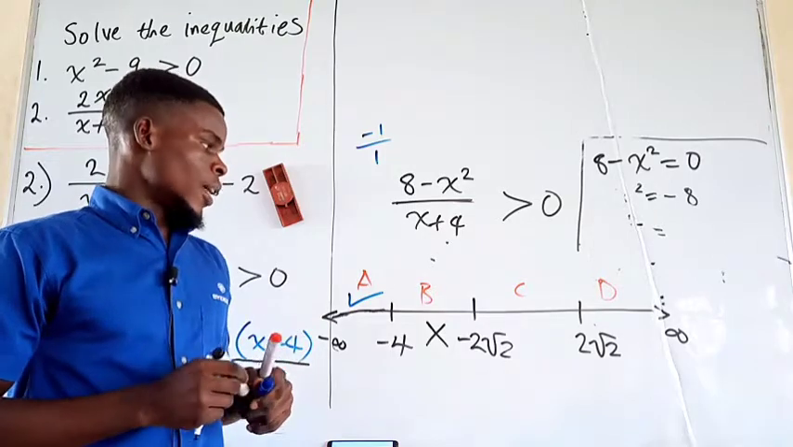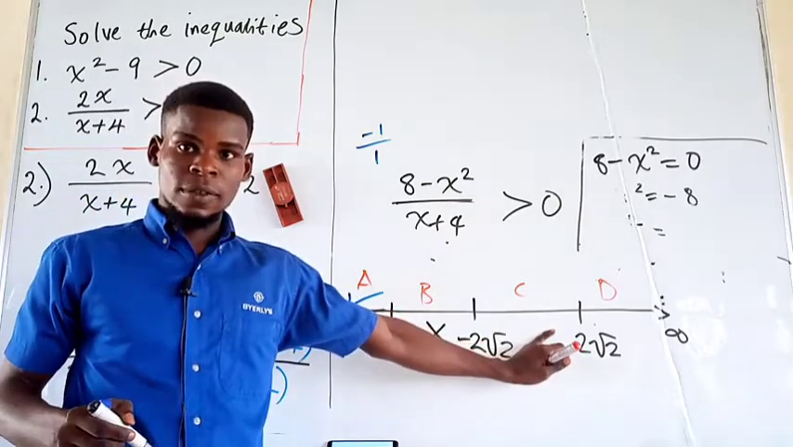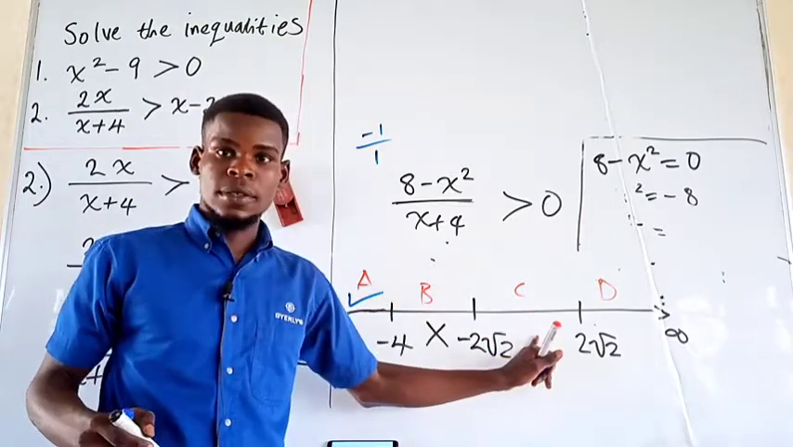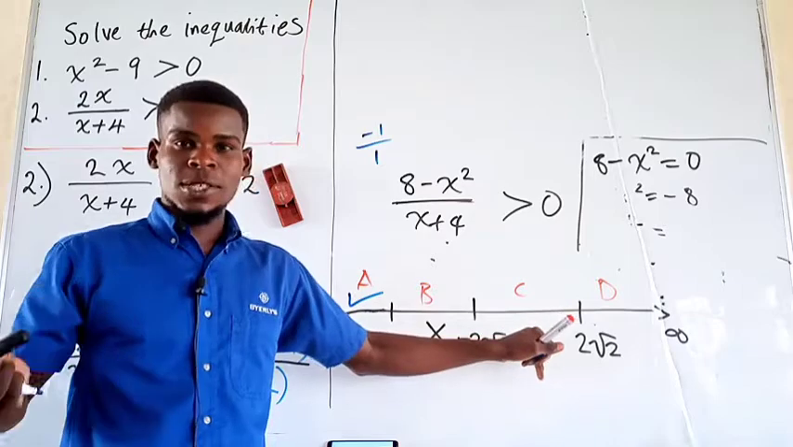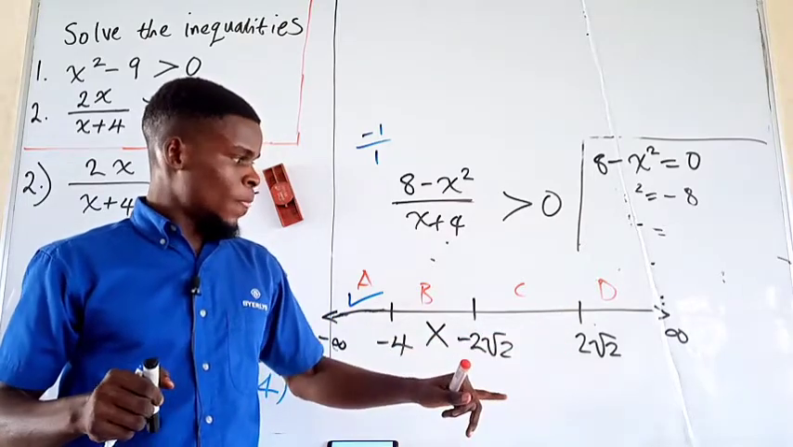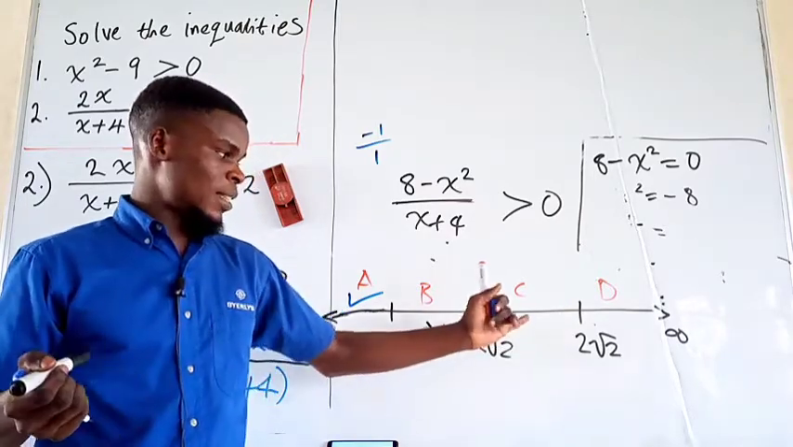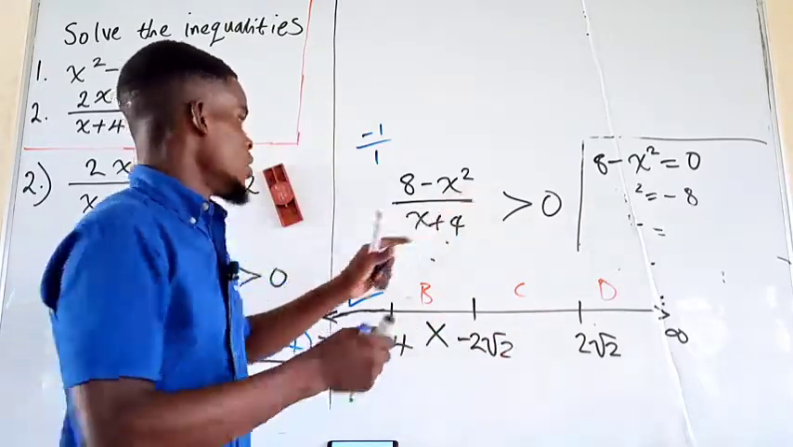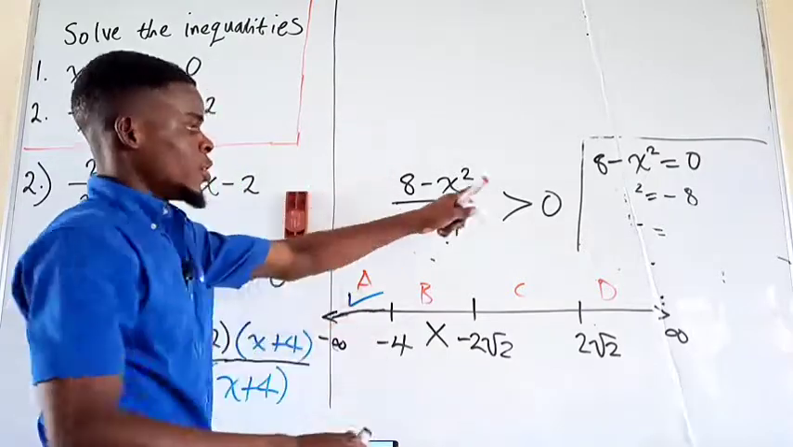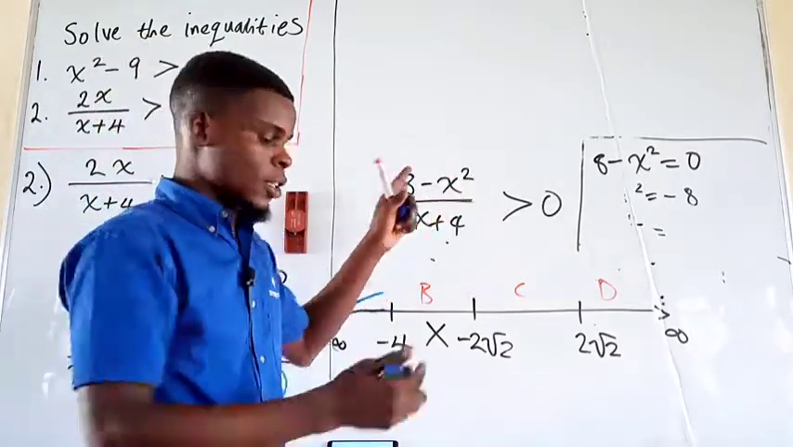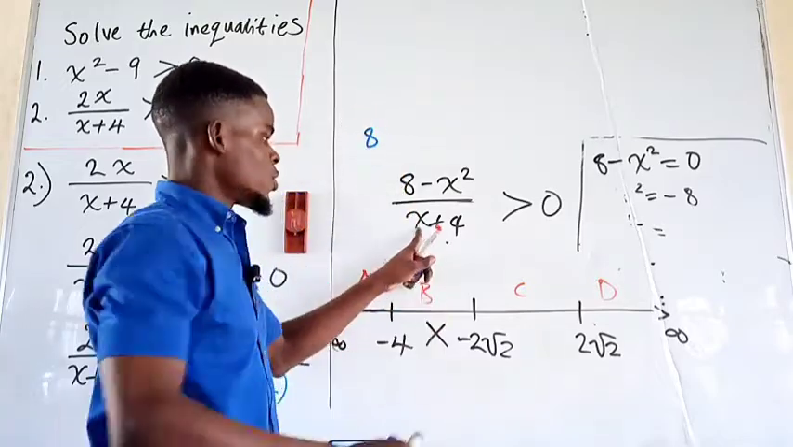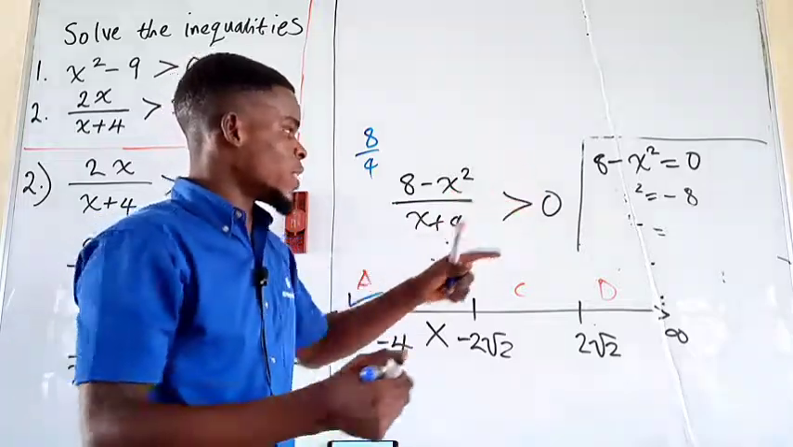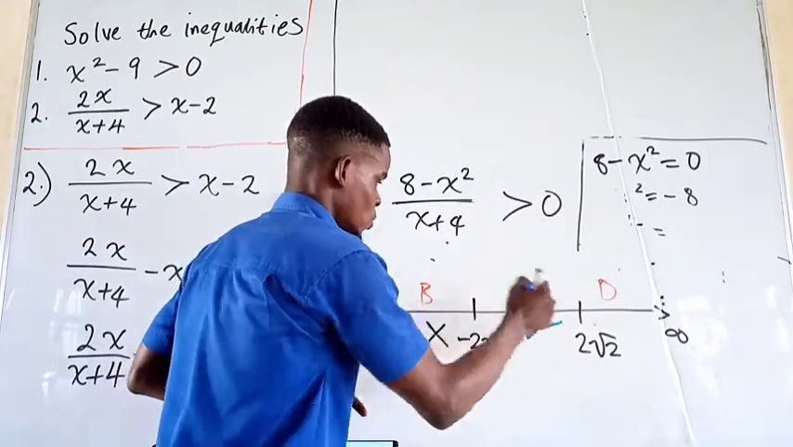The next interval is from -2 root 2 to positive 2 root 2. 0 is here. We can pick 0, 1, 2, -2, or -1, but I would like to pick 0. For x equals 0, we have 8 minus 0 squared, that is 8 at the top. At the bottom, we have 0 plus 4, which is just 4. So 8 divided by 4 is 2. 2 is greater than 0. In fact, this makes sense also.